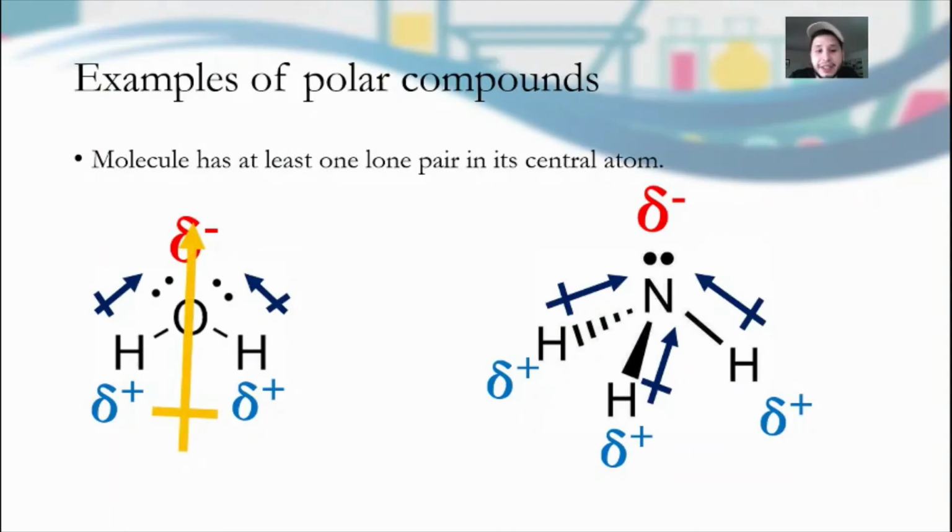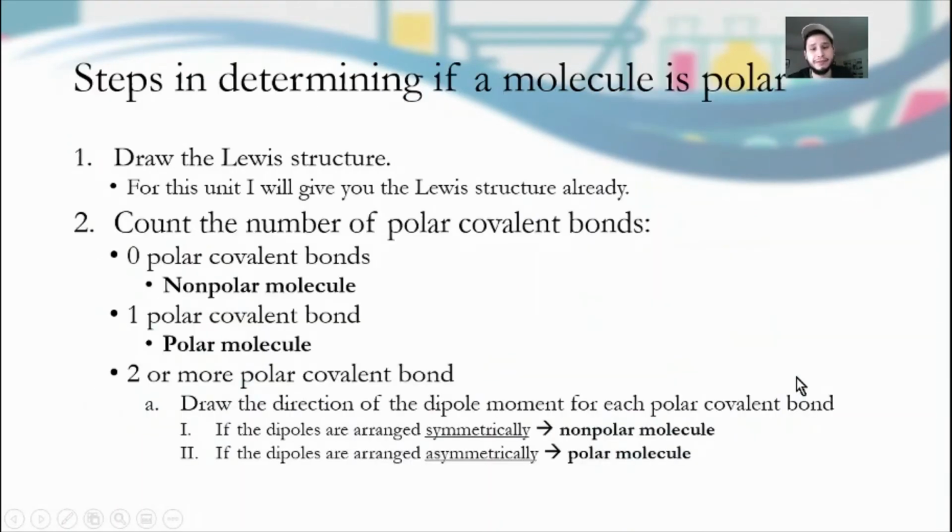They also have a net dipole moment. The general direction of these two arrows, and the general direction of these three arrows, is also pointing towards the top. So these are the steps in order for you to determine if a molecule is polar or not. The first step is to draw your Lewis structure. For this unit, I will always give you the Lewis structure, so it's not a concept that I'm testing you on for this unit.